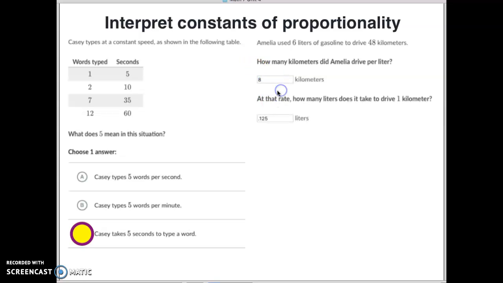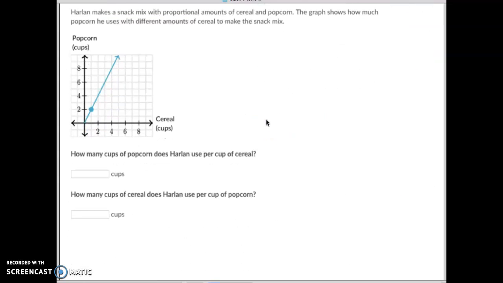Then the second one: at that rate, how many liters does it take to drive 1 kilometer? To do that, we just reverse our dividing. So instead of 48 divided by 6, we are going to do 6 divided by 48. And 6 divided by 48 is 0.125. Pretty simple. All right, next concept.